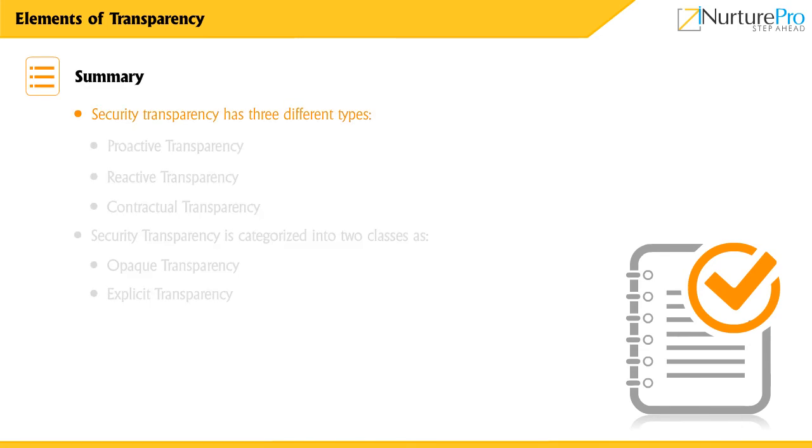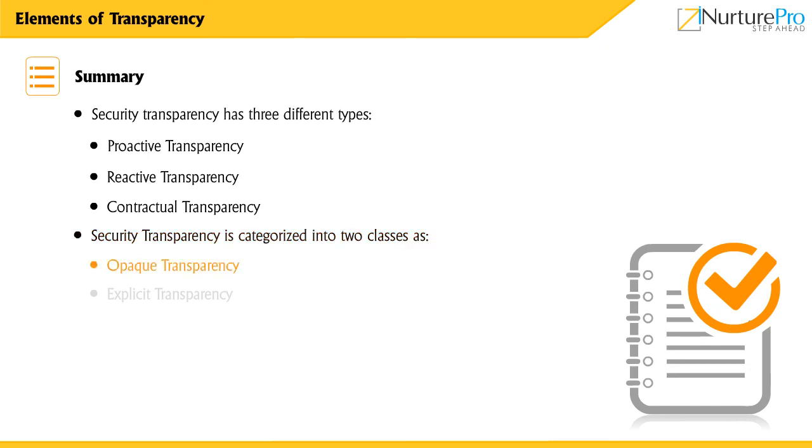Security transparency has three different types: proactive transparency, reactive transparency, and contractual transparency. Transparency deployment is categorized into two classes: opaque transparency and explicit transparency.